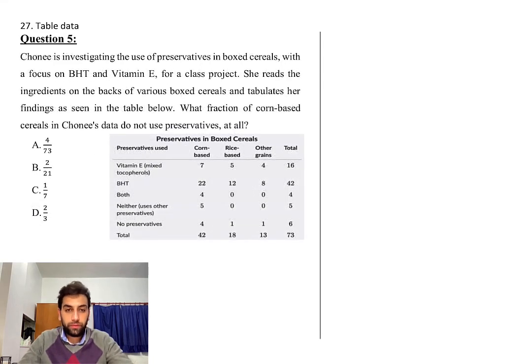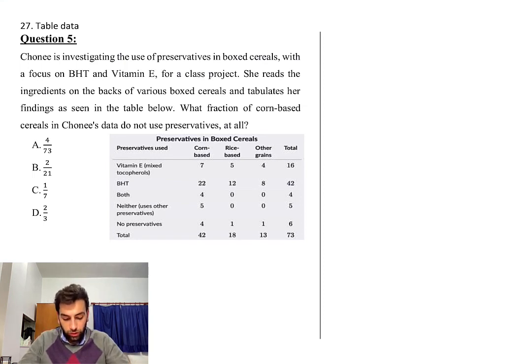Question number 5. Connie is investigating the use of preservatives in boxed cereals with a focus on BHT and vitamin E for a class project. She reads the ingredients on the backs of various boxed cereals, and tabulates her findings as seen in the table below. What fraction of corn-based cereals in Connie's data do not use preservatives at all?